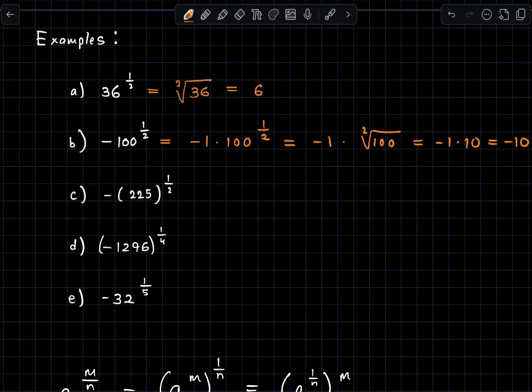Same idea here. Now we've got parentheses that help us kind of visualize this difference. It says negative is outside the parentheses, and it's staying there. 225 raised to the 1/2 power. That's the square root of 225, which is just 15. So this entire thing comes out to negative 15.